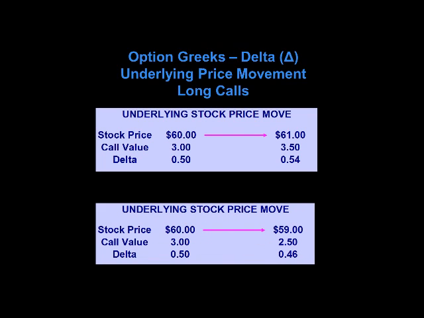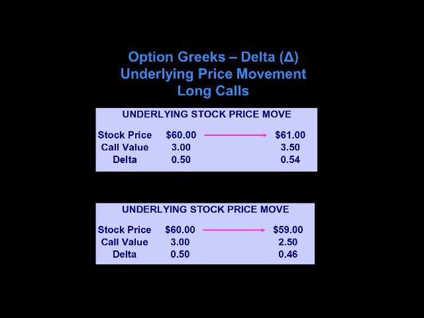Likewise, if the stock goes down, and again we'll just do a long call example, and the stock moves down in price to 59 with a delta of 50, then the option value goes from $3 to $2.50. But the delta gets smaller, so it goes to 46. Now, that's the key point.